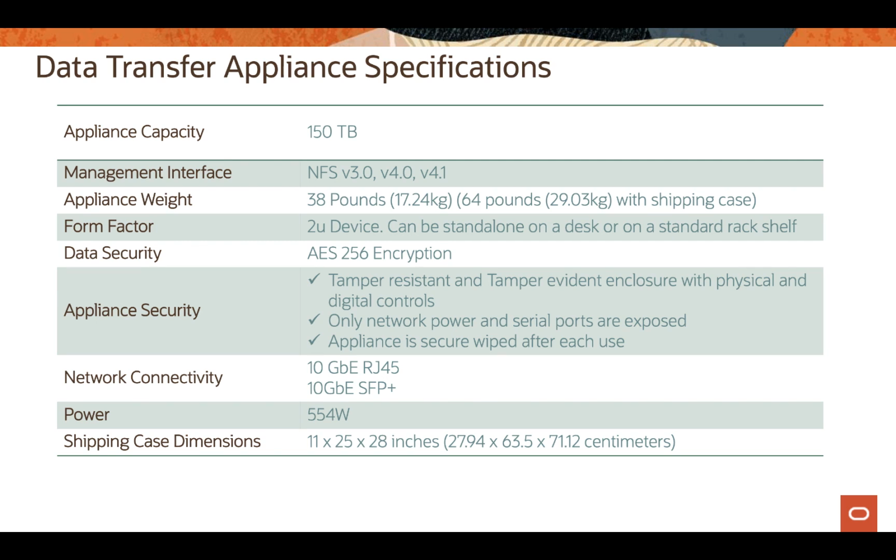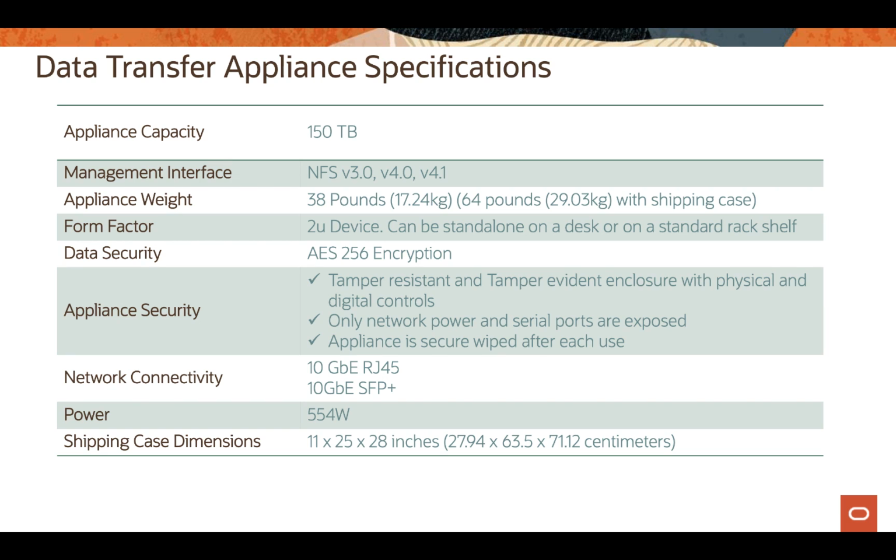Remember that the only things exposed to you as a customer to plug into the appliance are the power, the network, and the serial console. Those are the three things available for you to plug in. You can hook up that appliance in your rack, in your data center. It's a 2U device, so you can just put it on top of a table, or if you have a rack, you can hook it up in the rack, and then connect the network, the power, and the serial console if you need to start copying the data over.